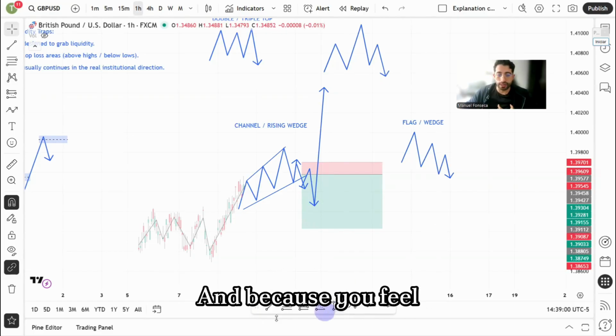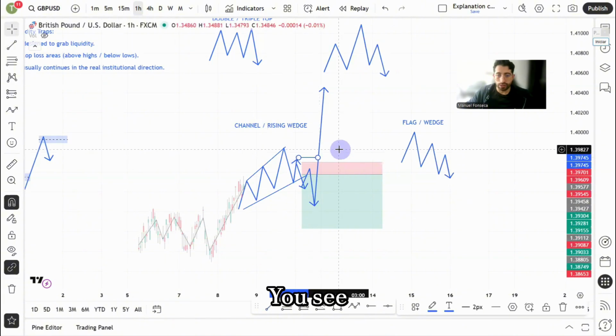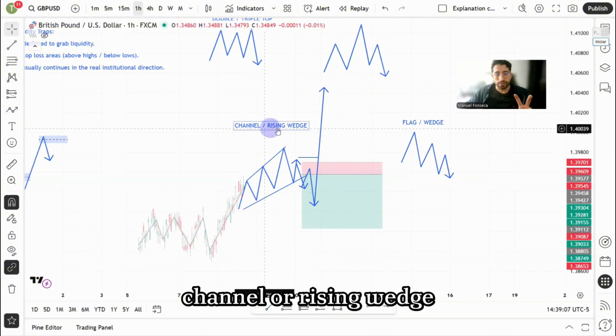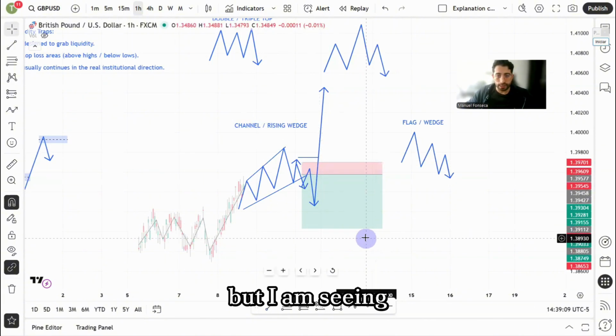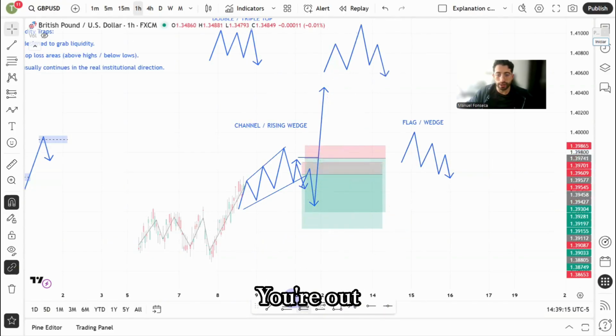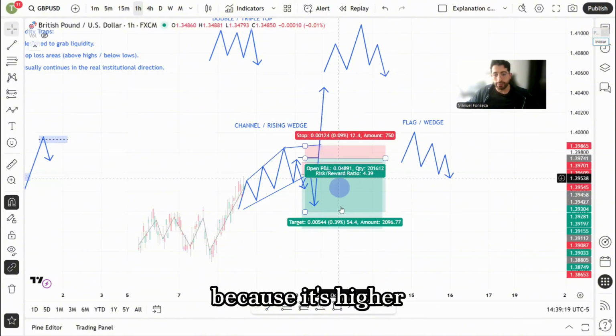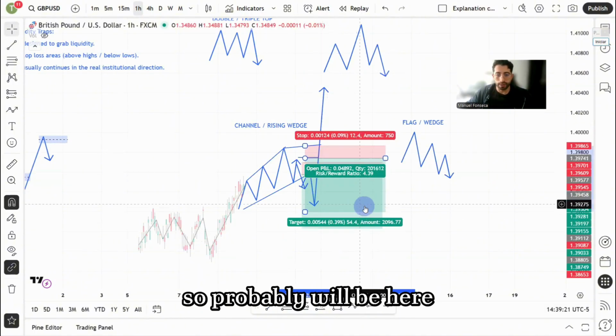because you feel kind of anxiety, then you start seeing different patterns. Like here, you see, oh, no, no, no, this channel or rising wedge did not work, but I'm seeing here a double top pattern. So I put another order here. Boom, you're out. Now, okay, it did not work. Maybe this is because it's a higher time frame, so probably it will be here.